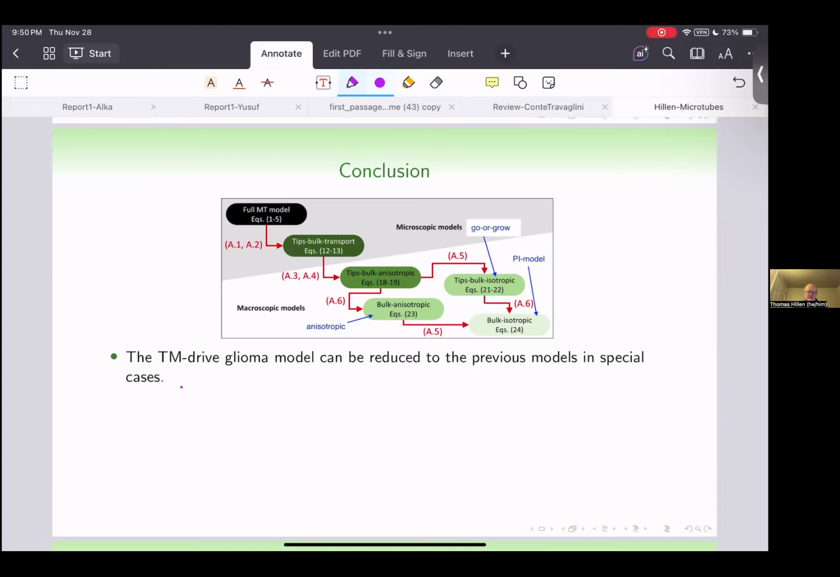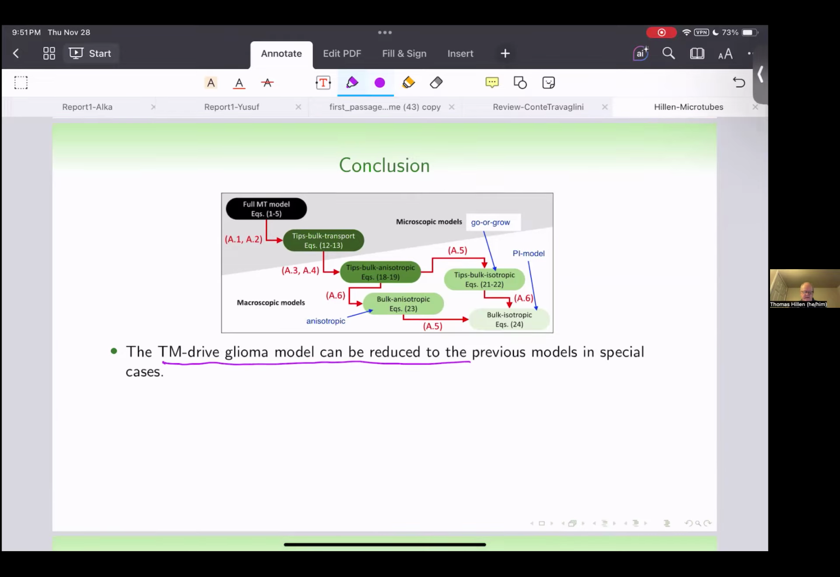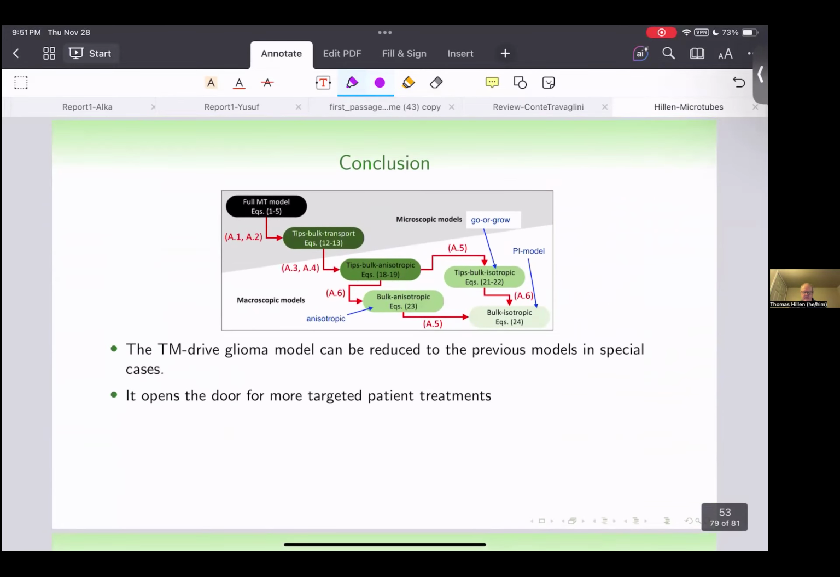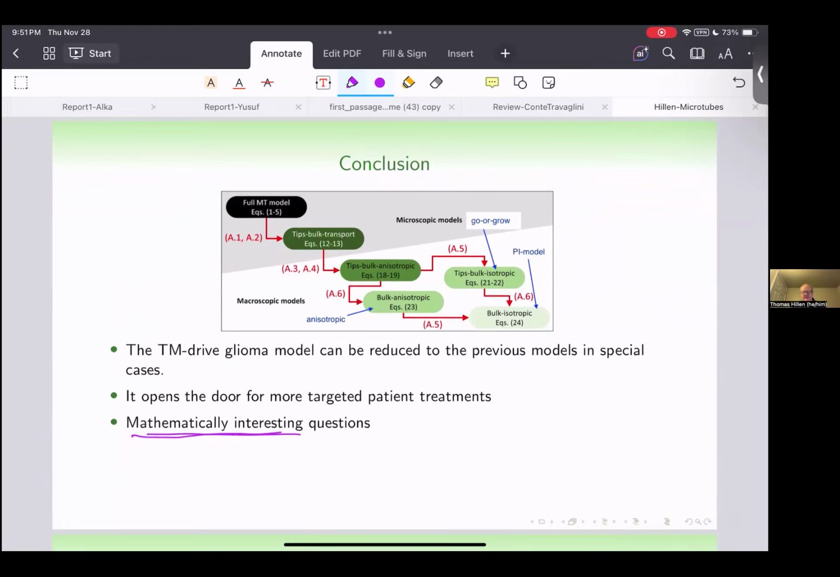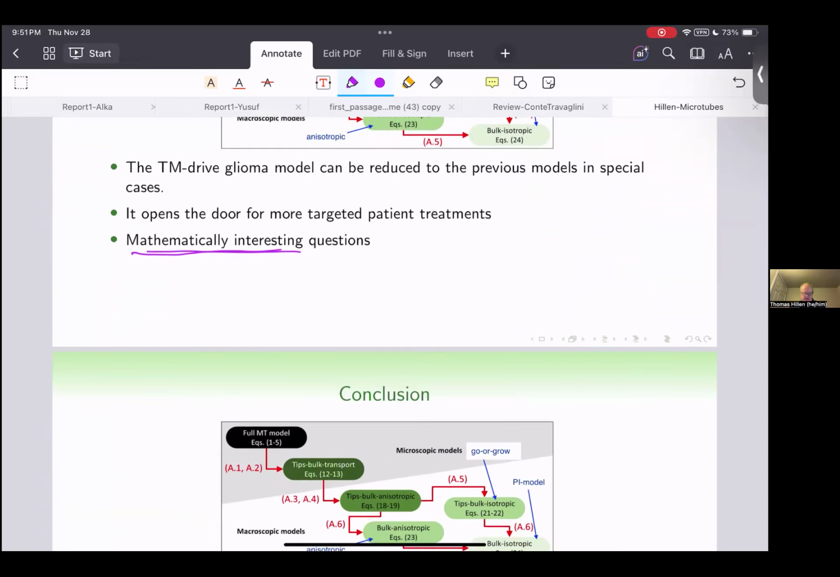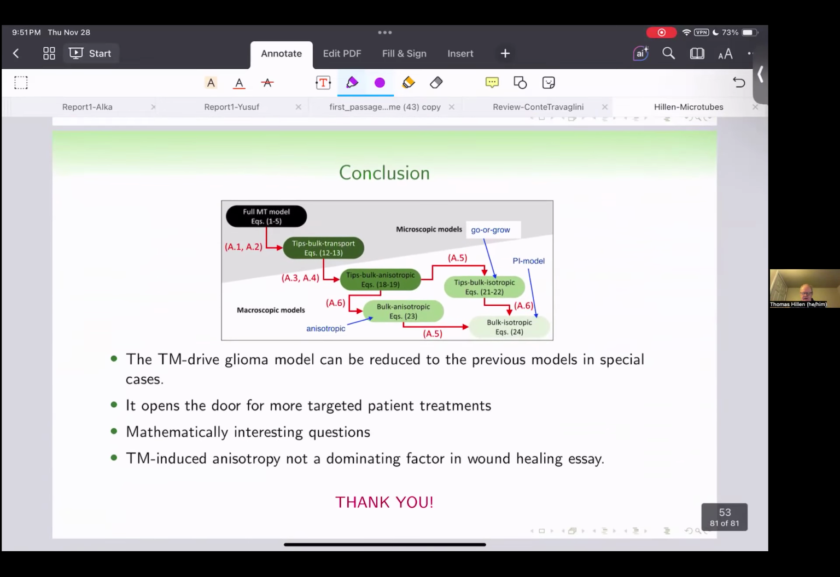First of all, the conclusions. The tumor microtube-driven glioma model can be reduced to the previous models, which I think is an important observation already. The tumor microtubes open a new target, right? So now you can think about medications to inhibit the microtubes, which is a very interesting study. There are mathematically interesting questions coming from the transport equations and the scaling limits and the traveling waves and all that stuff, which is nice. And then they also play a role in the wound healing of cancer, which I did not talk about, so I put this in brackets here.